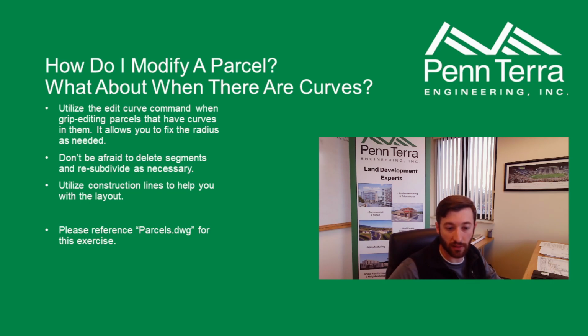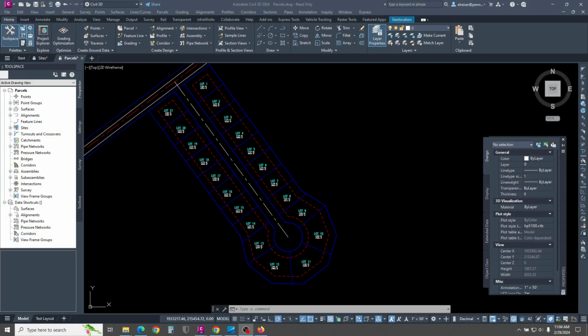Okay, so we'll jump back. We're going to go over the edit curve command. We already talked about grip editing. You can always delete segments and put them back in, and you can use polylines to create segments from. You can also use the construction lines that we talked about to create parcels from objects. It's really helpful. So now let's jump back into the CAD file. I took the table off this time so you can see the whole CAD interface, so I don't cover something without realizing it.